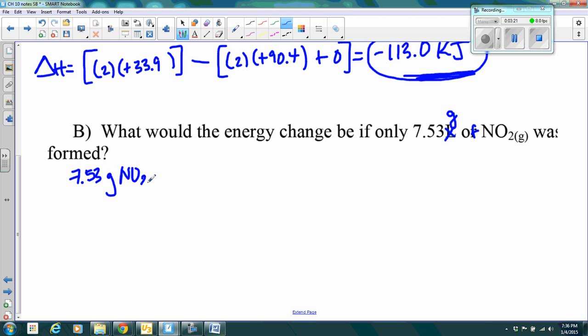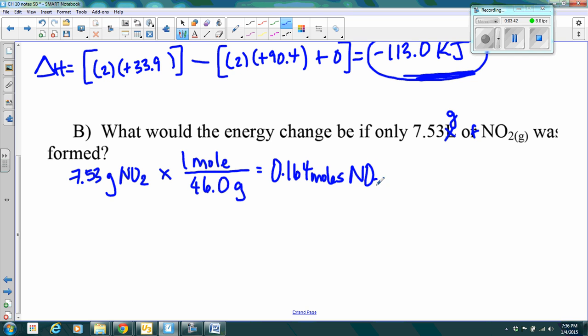So I am a pro at that now, so I'm going to take 7.53 grams of nitrogen dioxide, and I know that 1 mole, when I add up the molar mass of that, 1 nitrogen and 2 oxygen, is 46.0 grams, and if I calculate that out, I get 0.164 moles. And this is moles of nitrogen dioxide.